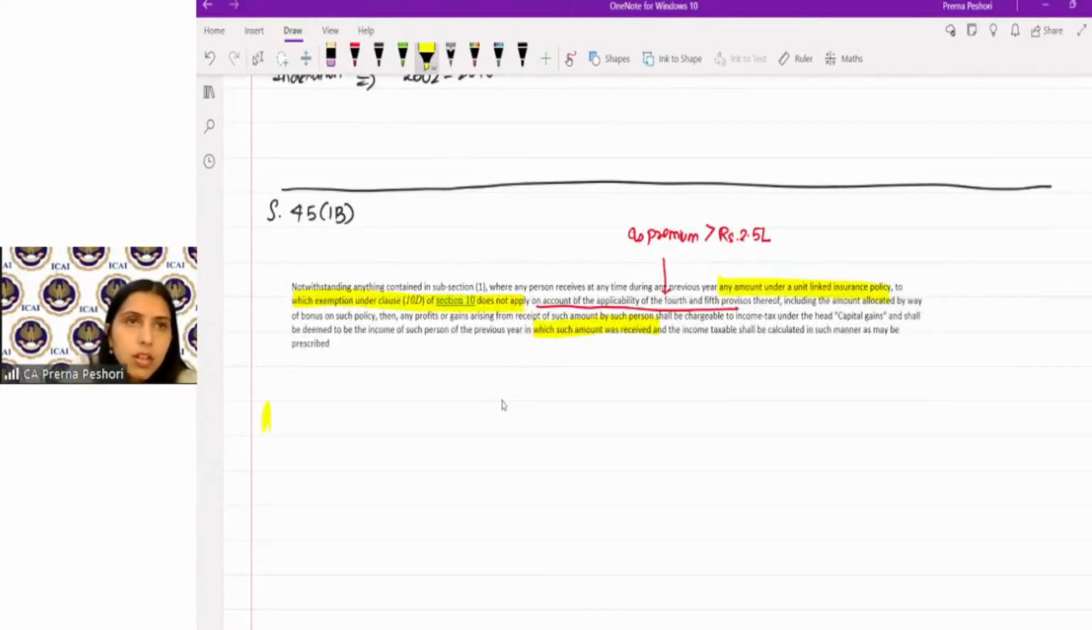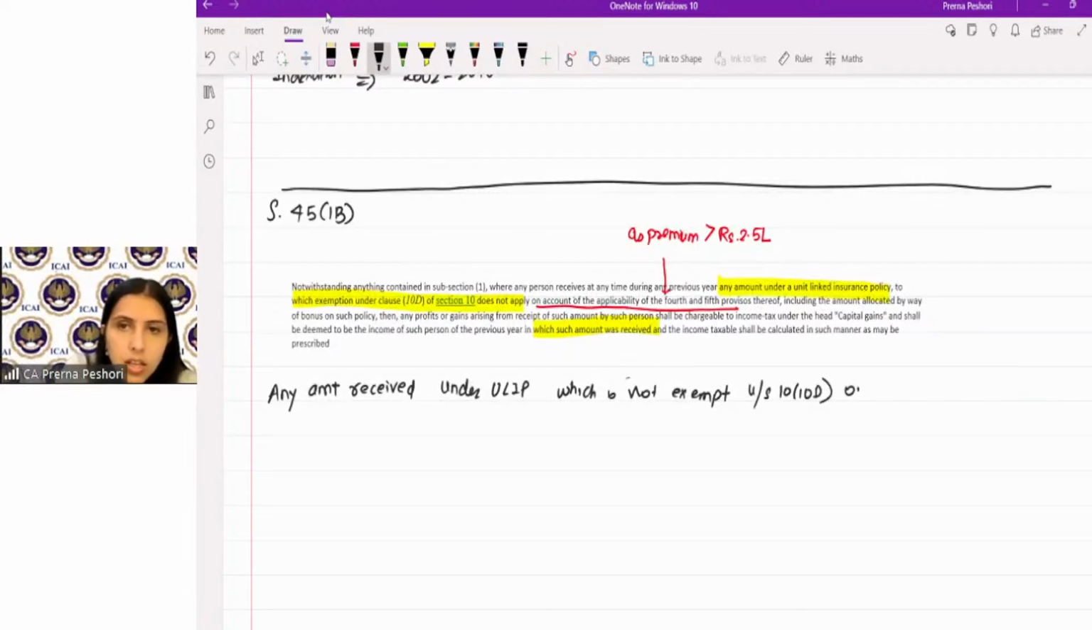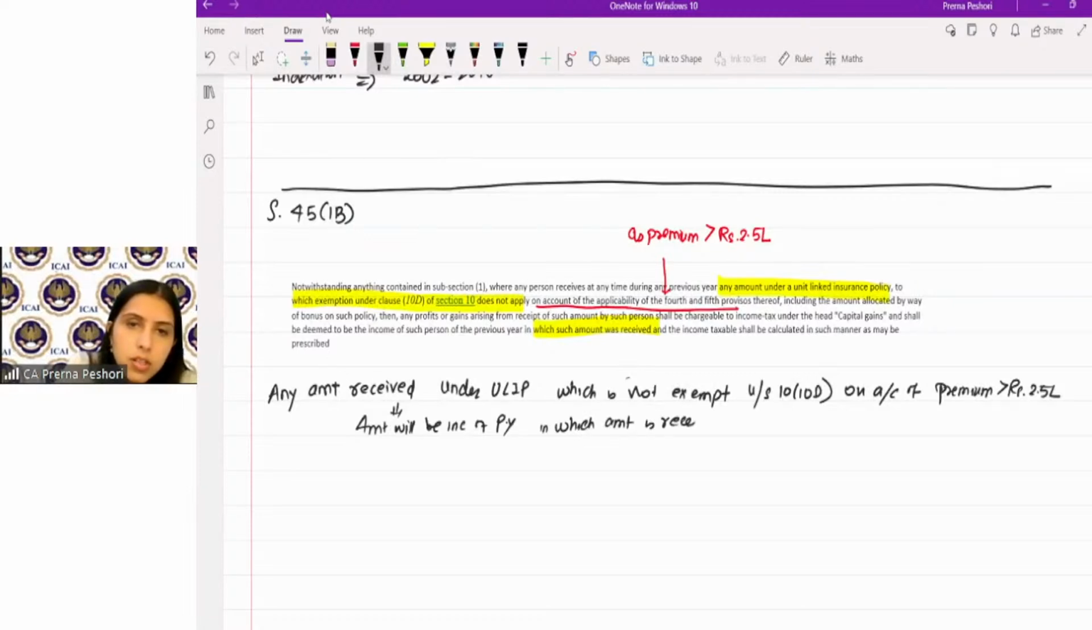Any amount received under ULIP which is not exempt under section 10(10D) on account of premium exceeding rupees 2.5 lakh, the amount will be income of the previous year in which the amount is received. Are we clear? Okay.